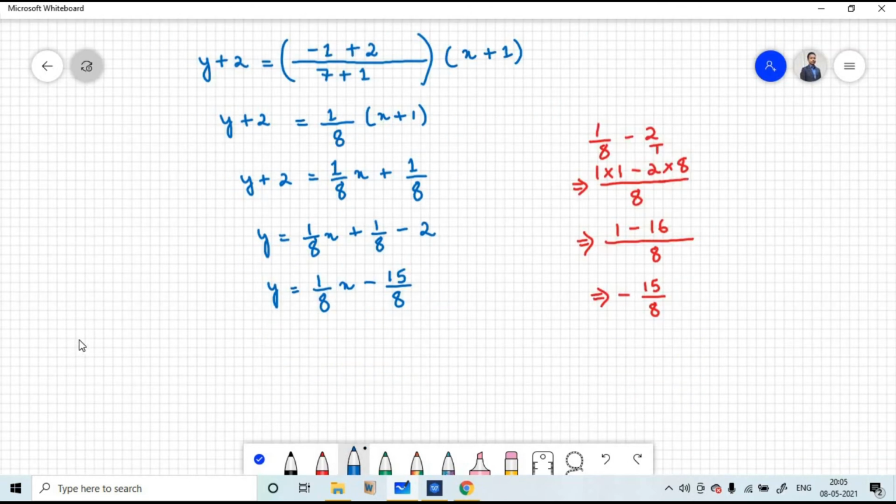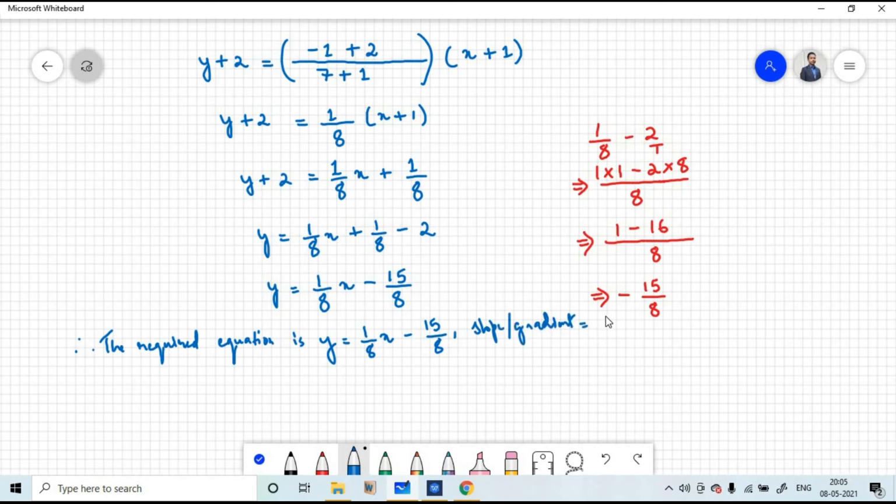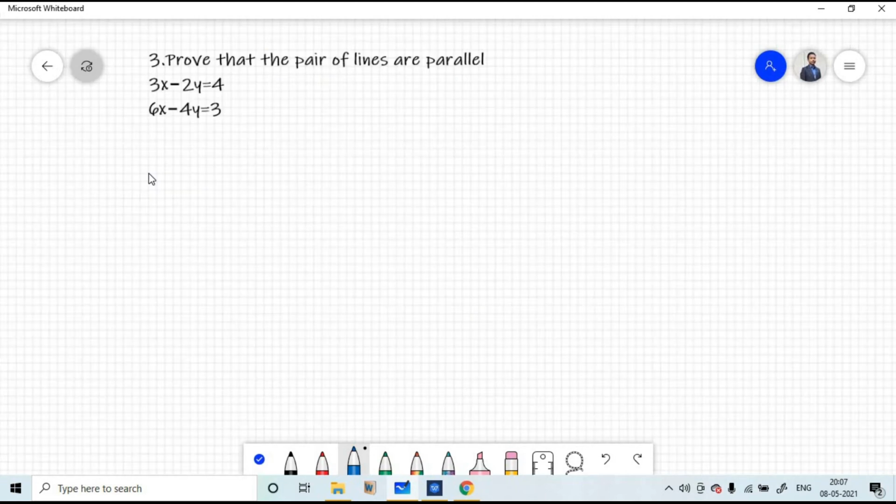So finally we will write down, therefore the required equation is y equals 1 by 8 x minus 15 by 8, slope or gradient equals 1 by 8 units, and y-intercept equals minus 15 by 8 units. Let us proceed to find the solutions to question 3.